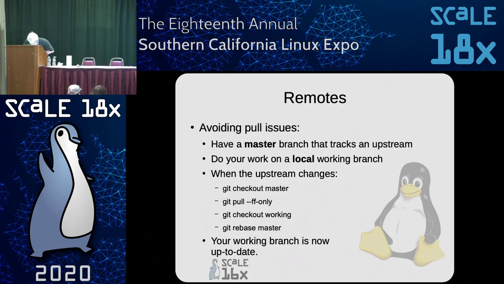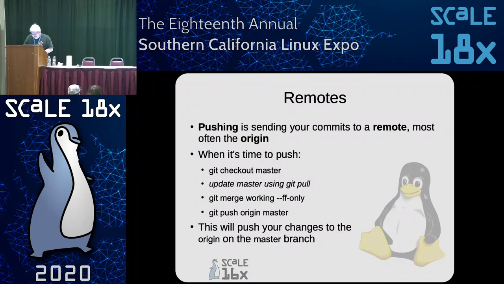Avoiding pull issues. Have your master branch that tracks an upstream. Do your work on local working branches, and when the upstream changes, check out the master. Do a git pull with --ff-only. Git checkout your working branch and rebase against master. And now your working branch is up to date.